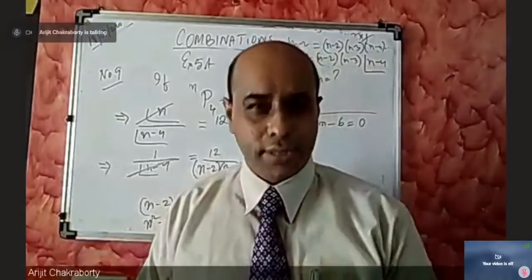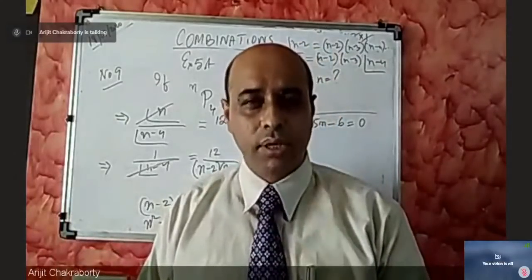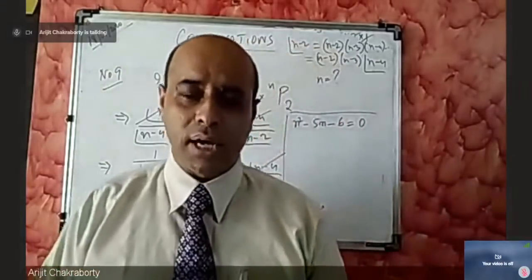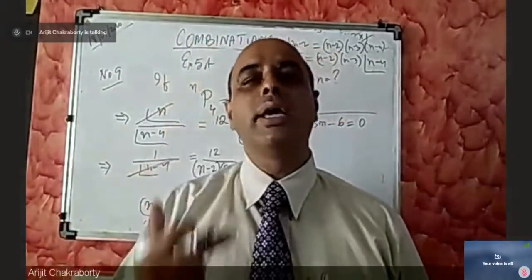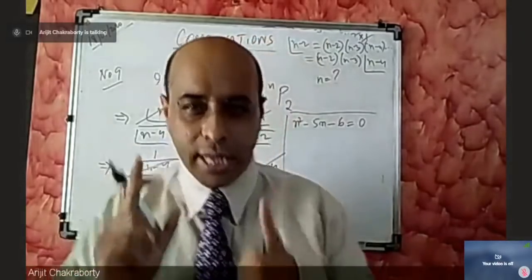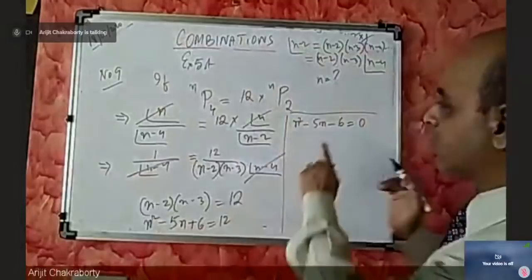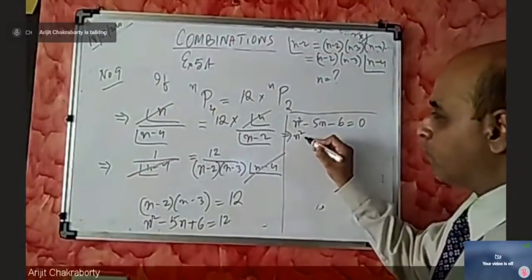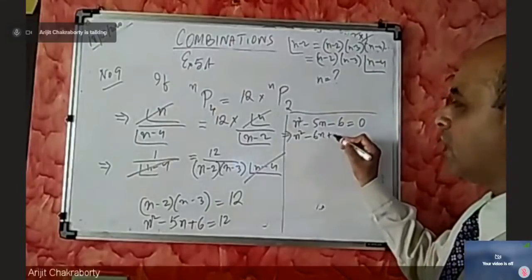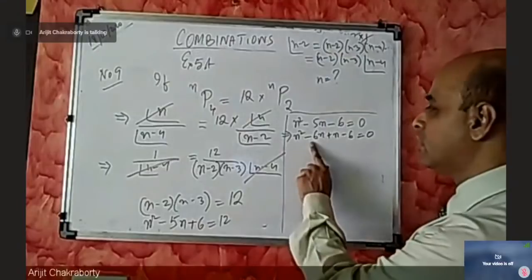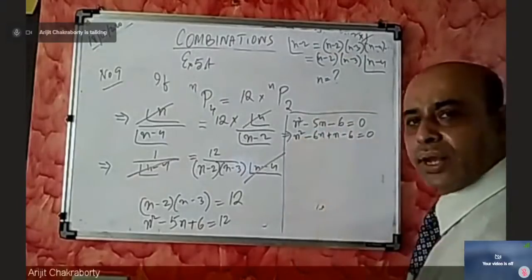You remember ax square plus bx plus c equal to 0. And we remember that for the two roots, alpha plus beta is equal to minus b by a and alpha beta equal to c by a. So using the same principles, we split the middle term and we get n square minus 6n plus n minus 6 equal to 0. So minus 6n plus n is minus 5n.